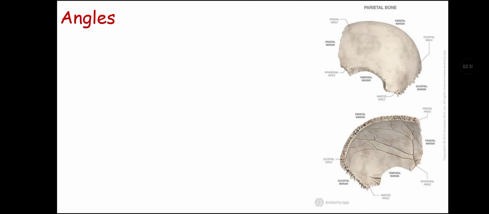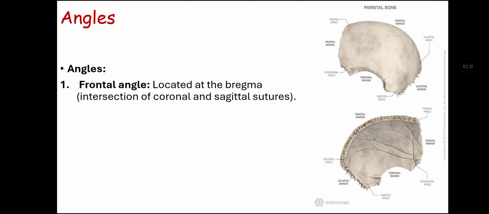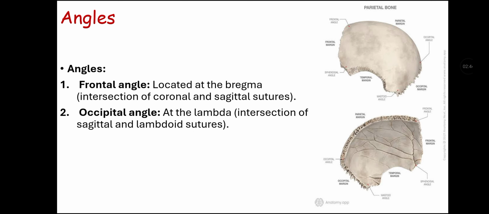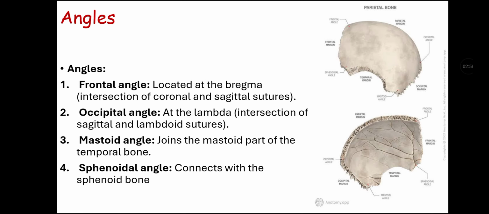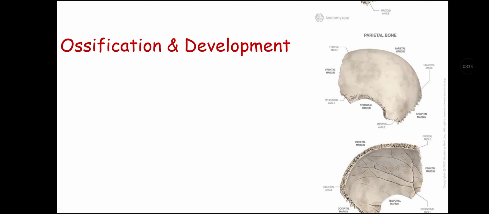Now let's talk about the angles of the parietal bone. They include the frontal angle. It is located at the bregma, the intersection of the coronal and sagittal sutures. Second is the occipital angle, present at the lambda, the intersection of the sagittal and lambdoid sutures. Third is the mastoid angle, where it joins the mastoid part of the temporal bone. Fourth is the sphenoid angle, where the parietal bone connects with the sphenoid bone.